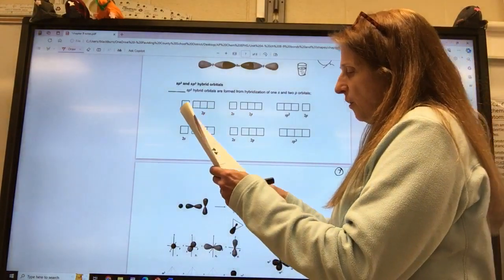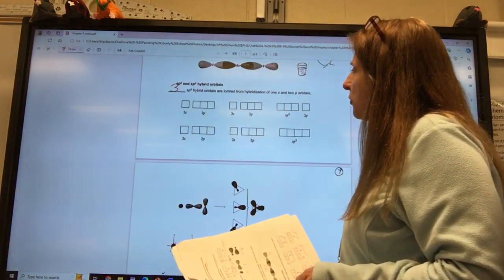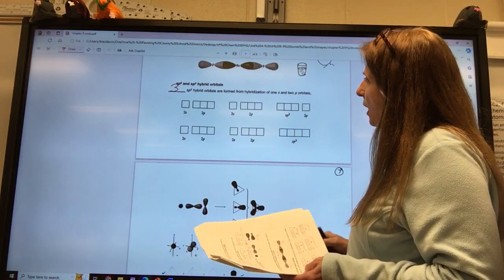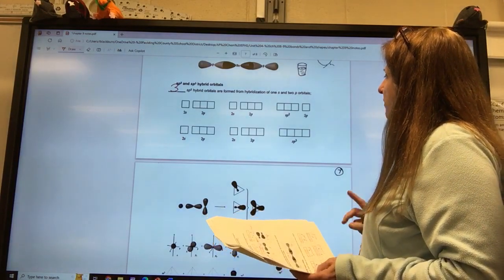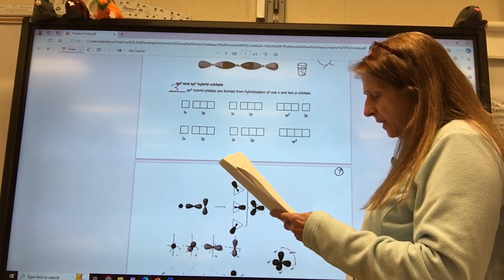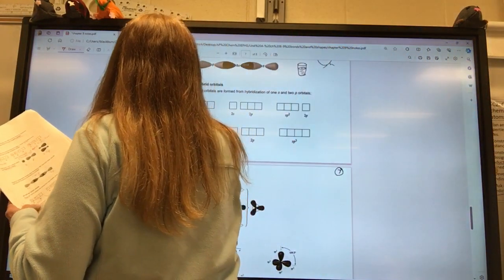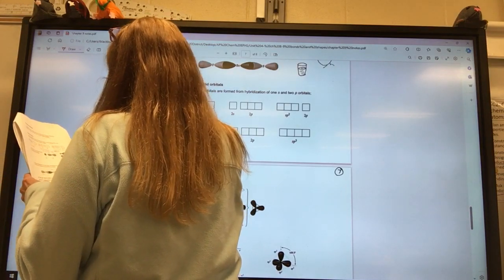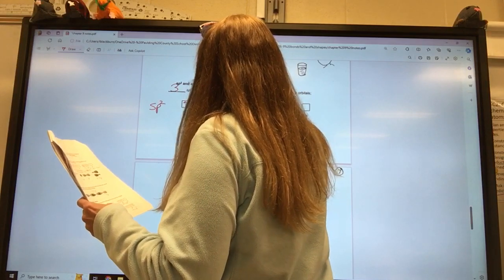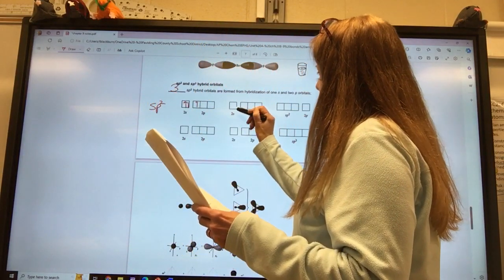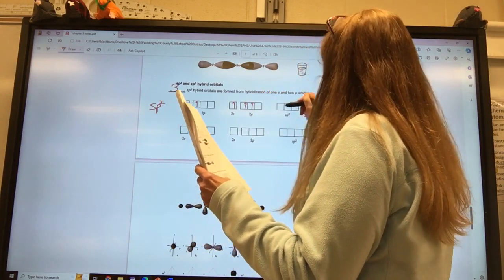Now you can also have 3 orbitals blend together. They are called sp2 hybrid orbitals, formed from hybridization of 1 s and 2 p orbitals. So if you had a ground state, they would first be like that, but then they could promote it where it's like that, and then they mix together.